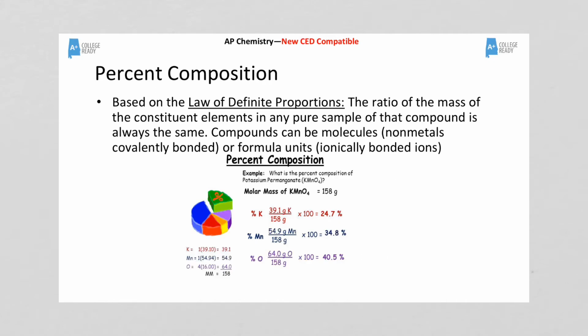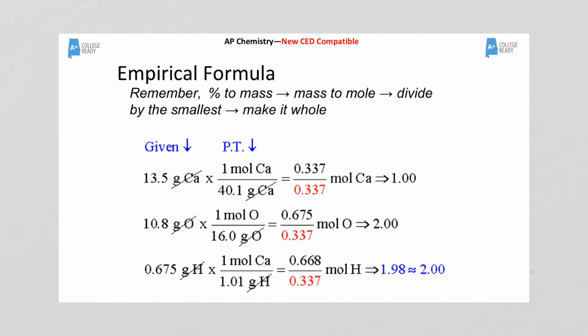And percent composition is based on the law of definite proportions, and you probably learned about that in the last year class. It's just the ratio of the mass of the constituent elements in any pure sample of that compound is always the same. So if we have, as this example shows, potassium permanganate, we always have to have these percentages of the elements in the compound for it to actually be that compound.